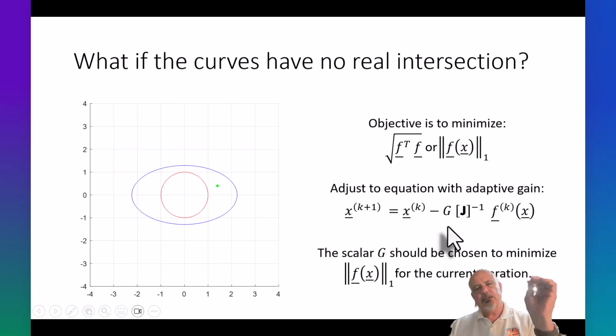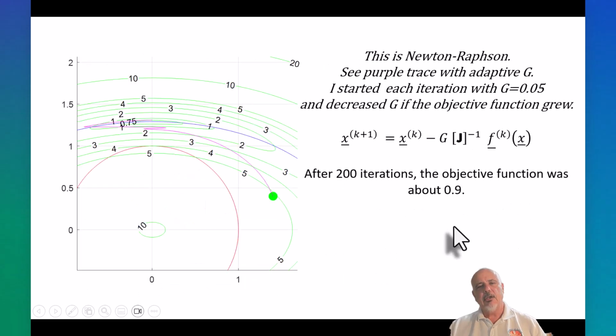So I'll set it to kind of a small value, and if it turns out that the function value is growing, then I'll reduce that g and try again. So that's kind of how it goes, and this was an example of what I did. I started at that same point and then used the adaptive g using modified Newton-Raphson. So it starts here, and then you see where it goes, kind of does a little juke around, and then gets back up here.